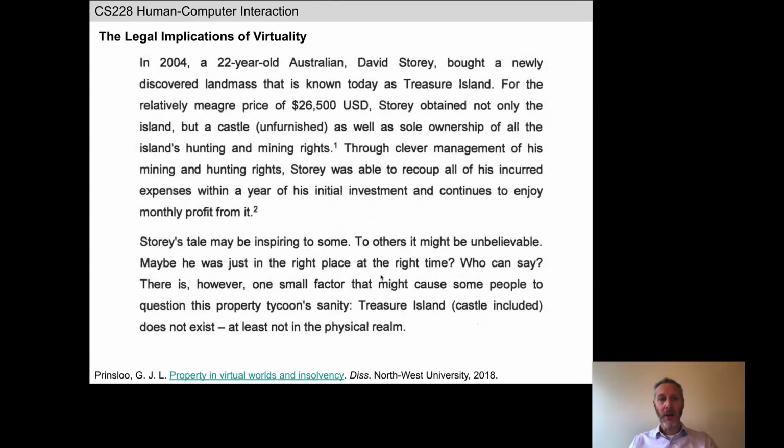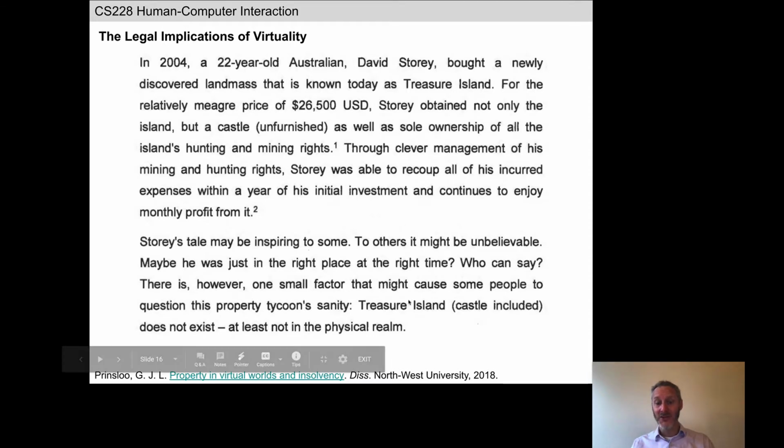So we're going to look at a couple of other aspects or features of virtuality. One of them that's kind of interesting is the legal implications of virtual reality. We've talked about pretty much every human domain in this course so far except for the law. I'm not a legal expert, so I will do my best to interpret here. This is an extract taken from a Masters of Law dissertation written in 2018. That was focused particularly on virtual property and insolvency.